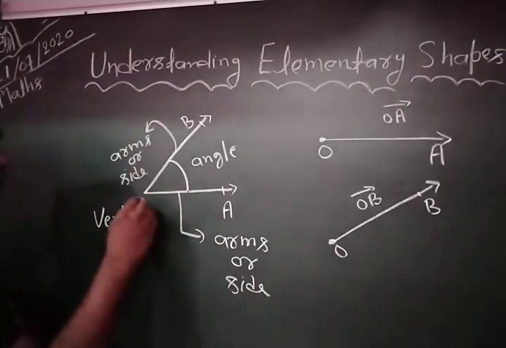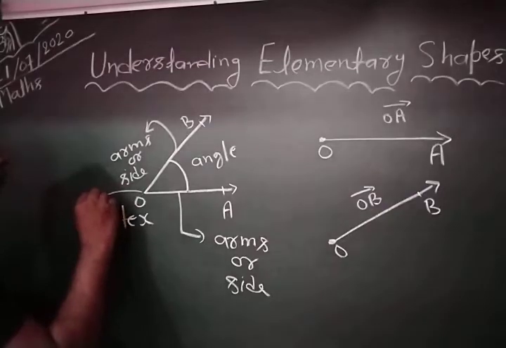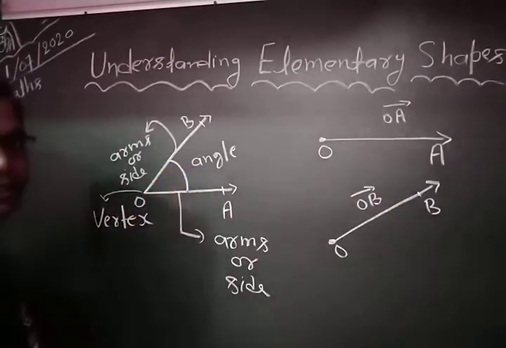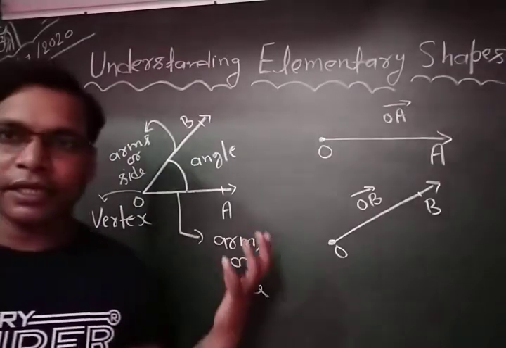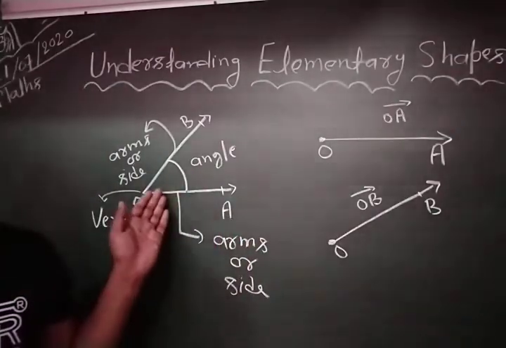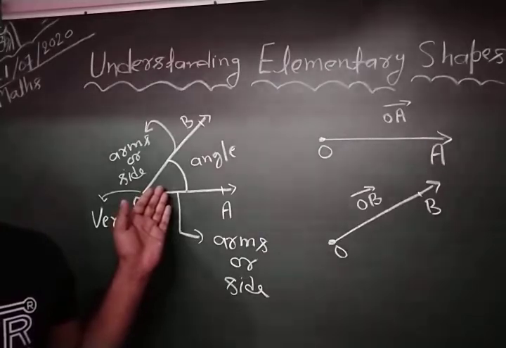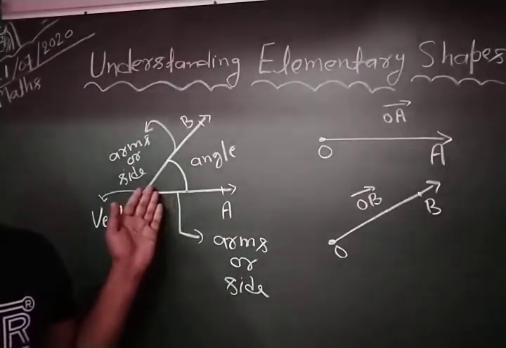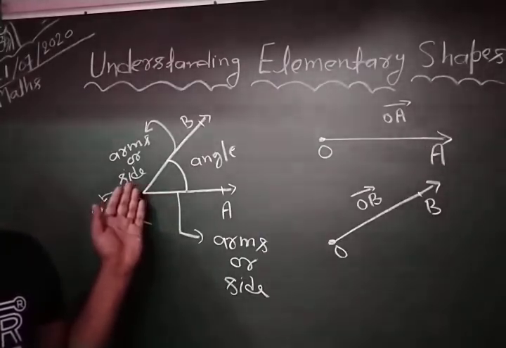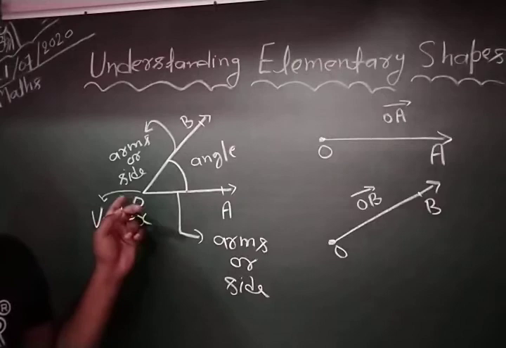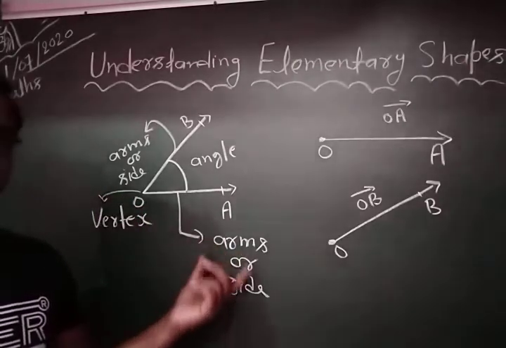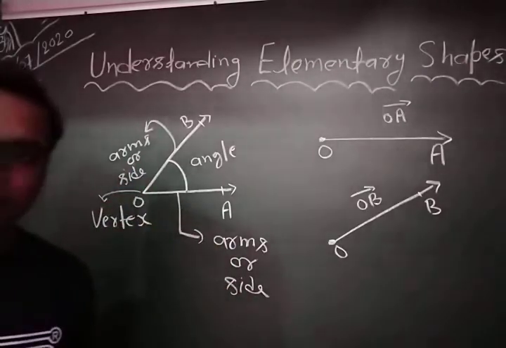This is a vertex. This is the angle. So what is an angle? An angle is a figure made by two rays meeting at a common point. This common point is called the vertex. You can see this is the vertex. This is the common point, and the two rays are called arms or sides of the angle.